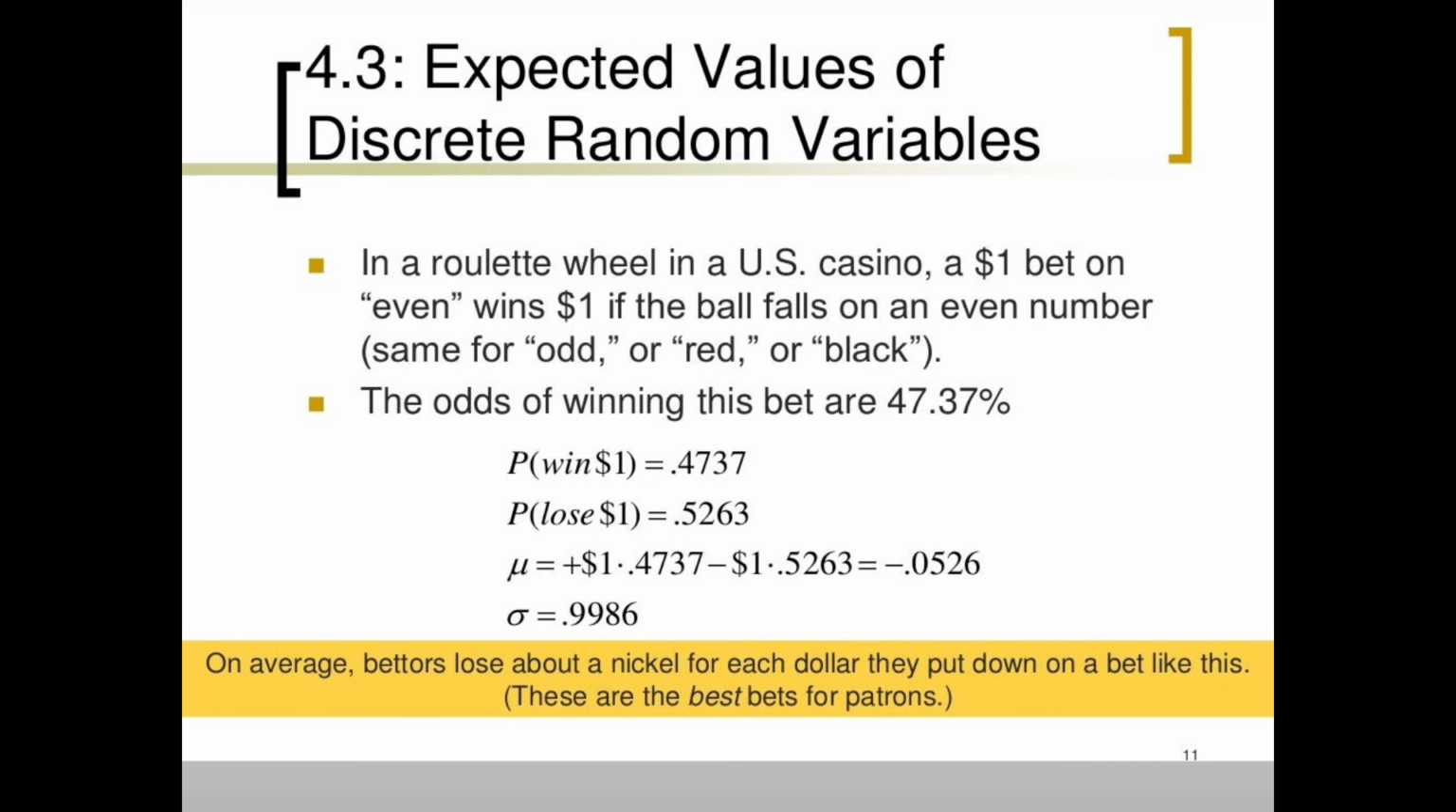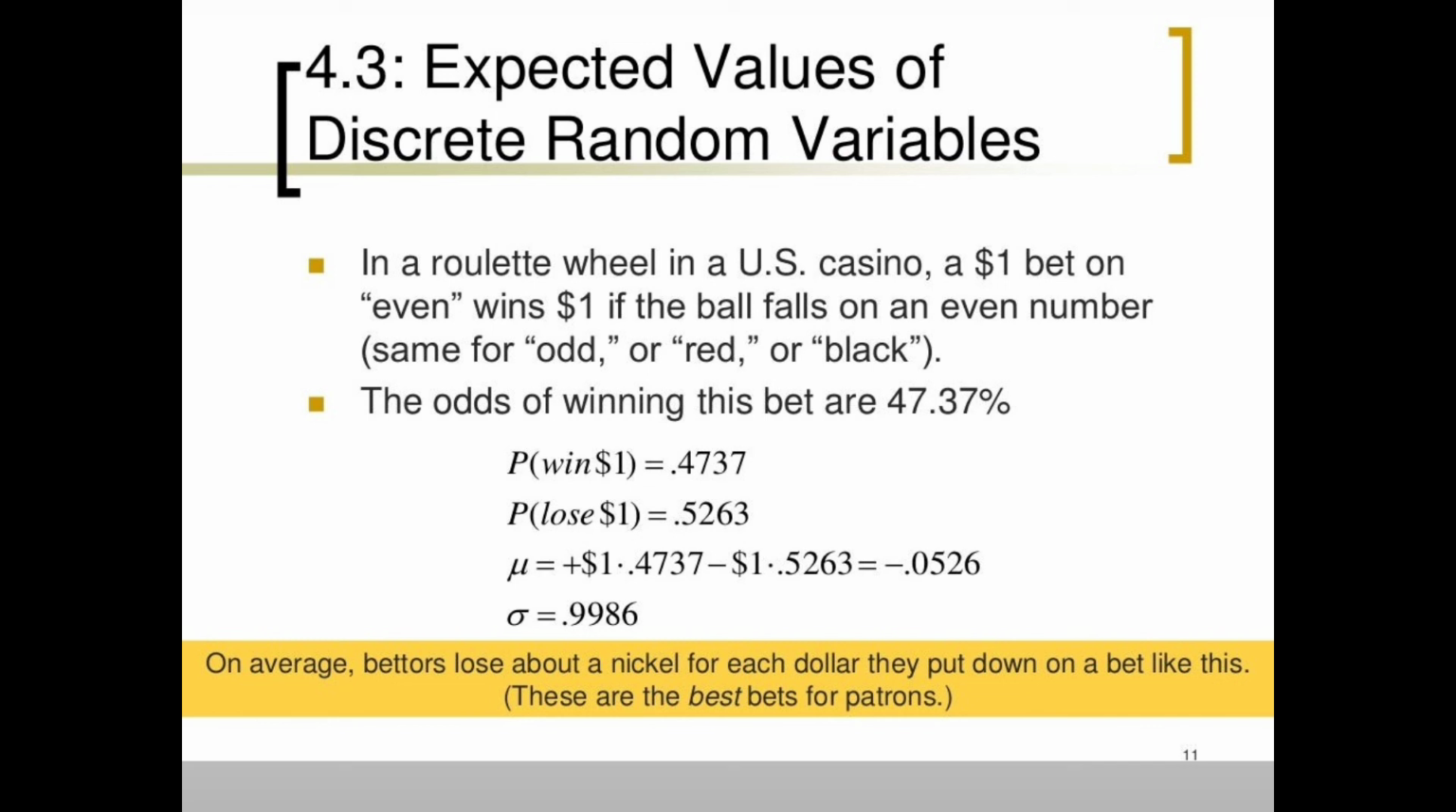In a roulette wheel in a US casino, a $1 bet on even wins $1 if the ball falls on an even number. The odds of winning this bet are 47.37%. Probability of winning $1 is equal to 0.4737. Probability of losing $1 is equal to 0.5263.